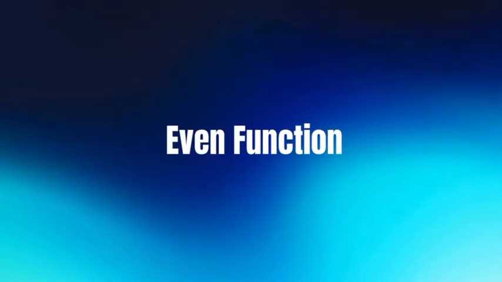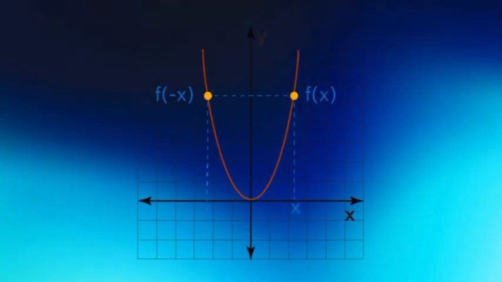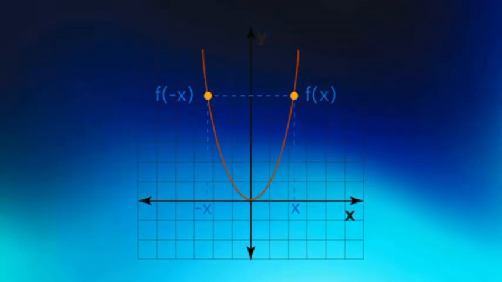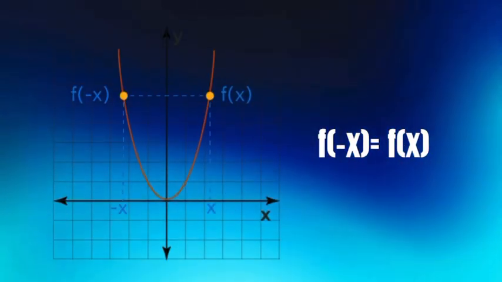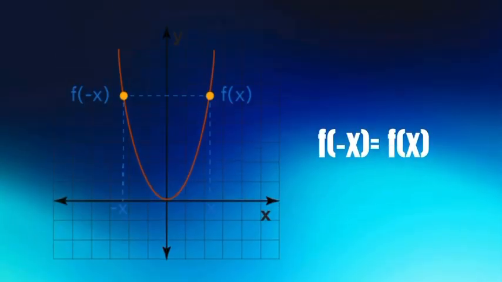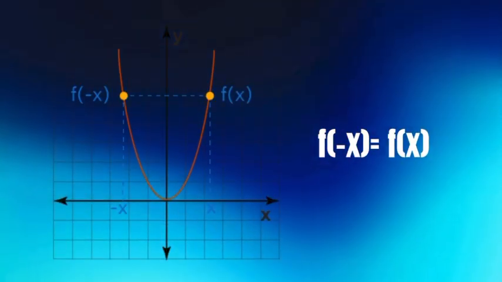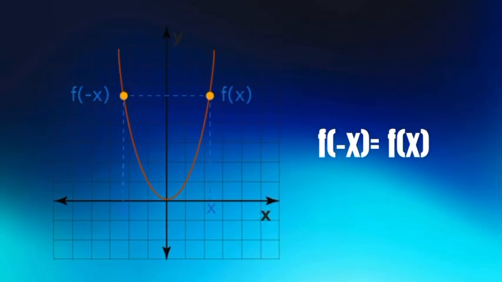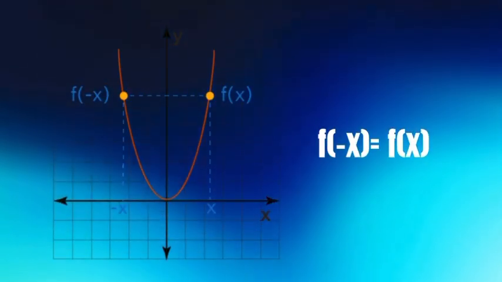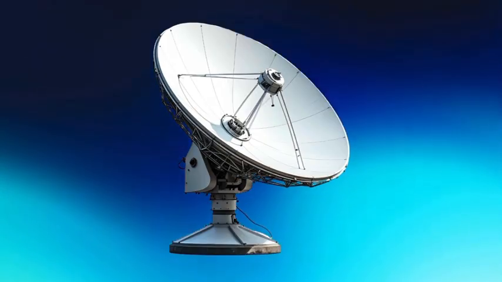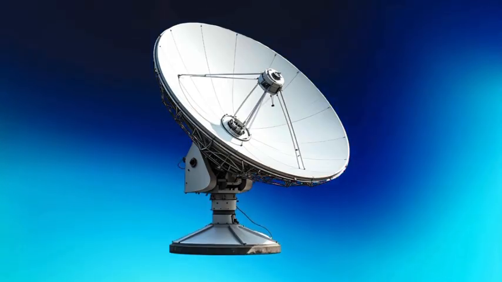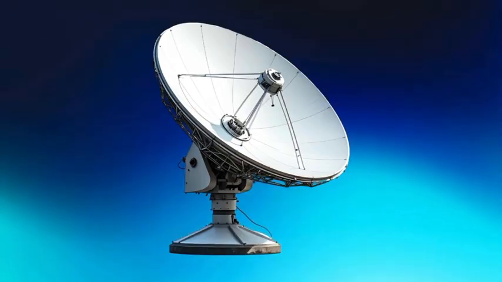Our last step is even or odd functions. An even function is symmetric about the y-axis. Mathematically, f(-x) = f(x). Its graph is in the shape of a U. A real-life example is a satellite dish. Its shape is an even function, which allows it to reflect signals perfectly to a central point, regardless of which side the signals hit.